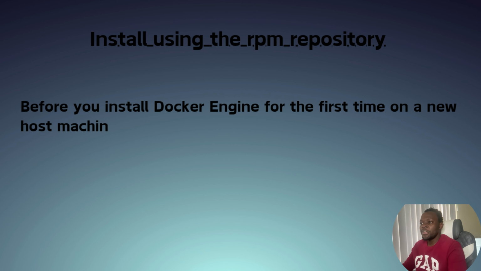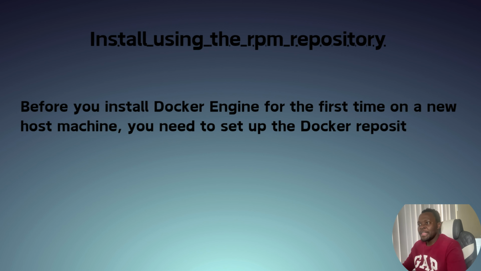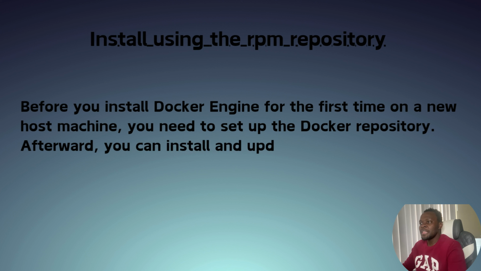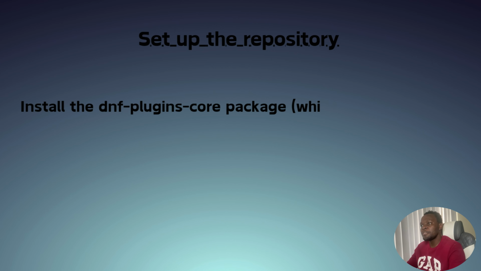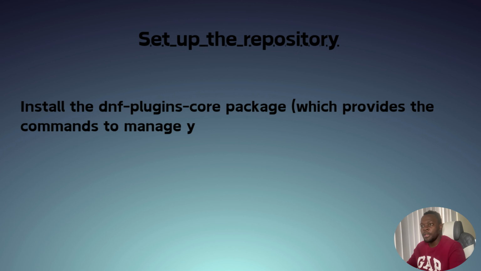So before you install Docker Engine for the first time on a new host machine, you need to set up the Docker repository. Afterward, you can install and update Docker from it. You can just drop a pause and read all this information. You can find all this information on how to set up the repository on the Docker documentation website.